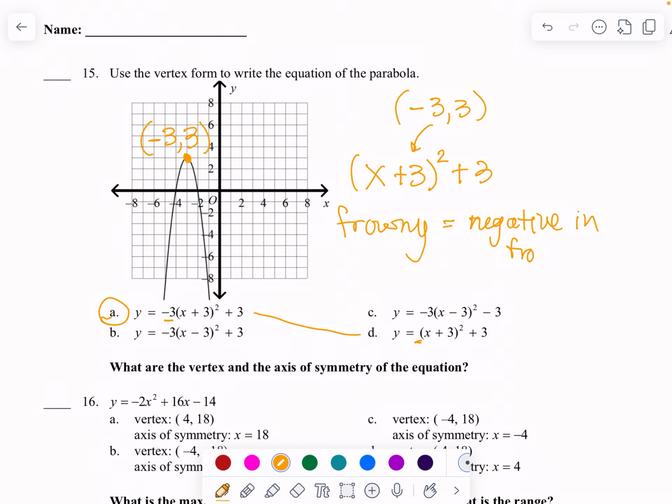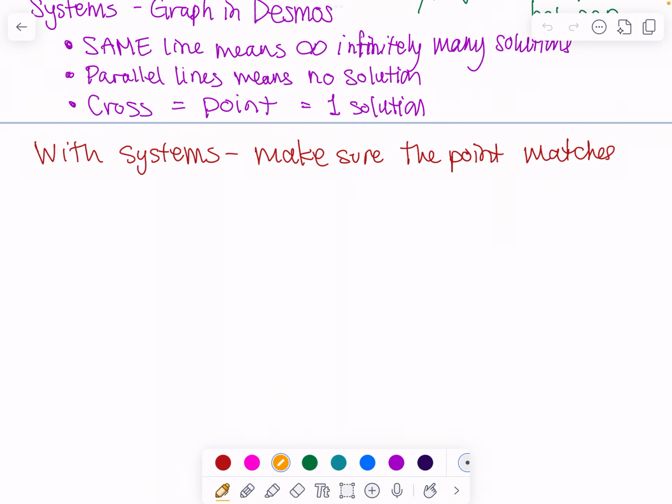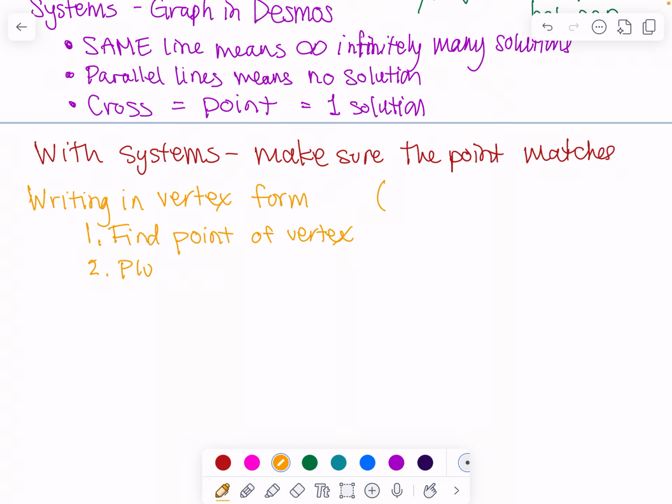Okay, so it'd have to be A. In my notes, I'm going to put notes about that. So I would put writing in vertex form. So if I had the point, the vertex, like we did this, we found the vertex. Step 1, find the point of the vertex. Step 2, plug it in. Remember, the x is opposite.